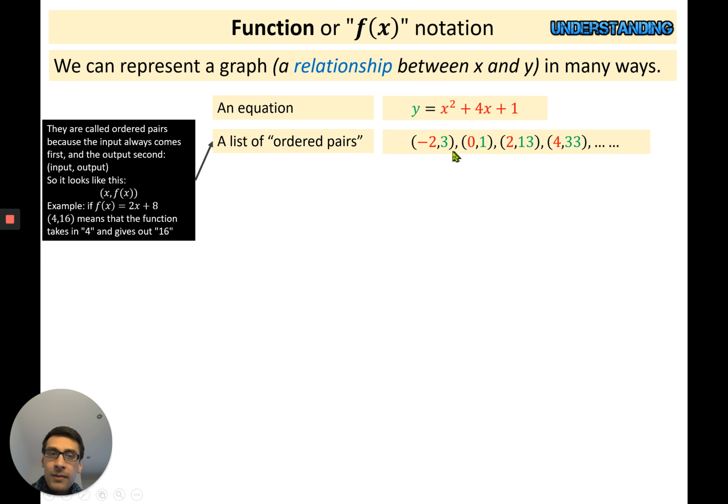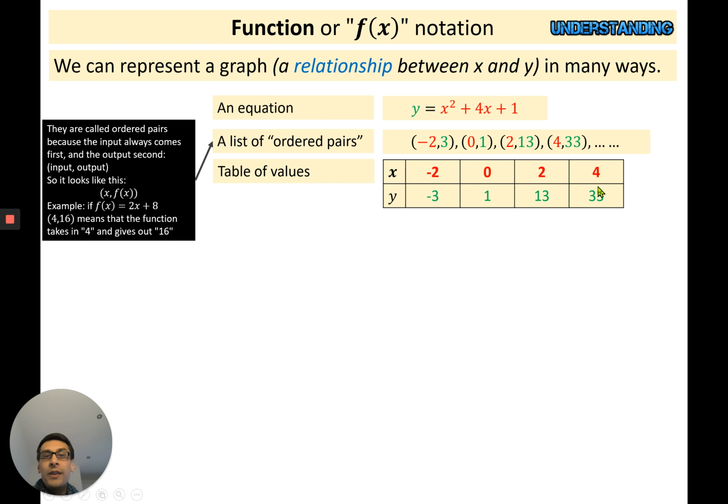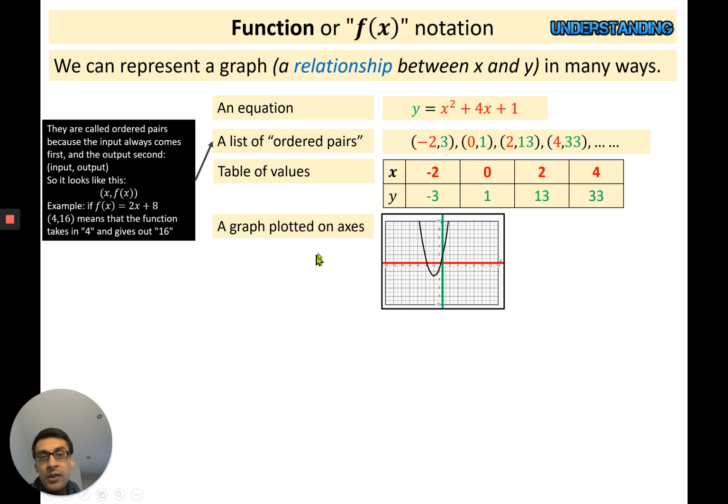And you can list the coordinates just like this. So you've got your x, y, they come as pairs together. You can list it as a table of values, so you know what this is. You're used to this when you're plotting graphs. You can actually plot the graph itself, so you can represent a graph on an axis. And finally, we're getting to this point here where we're going to be using the function notation.